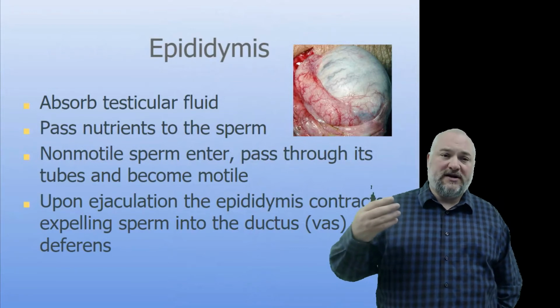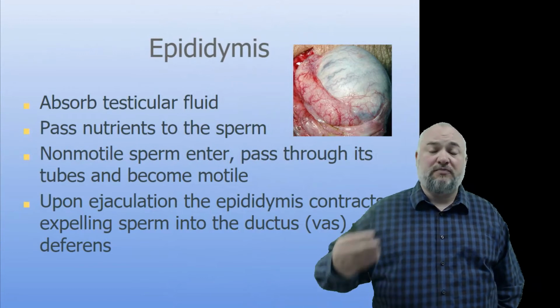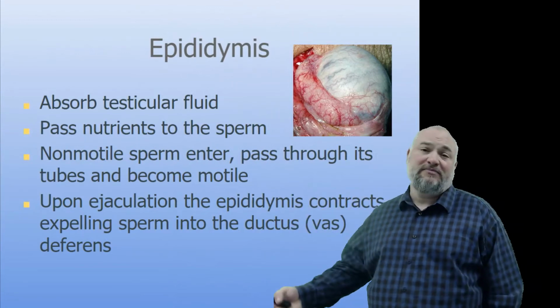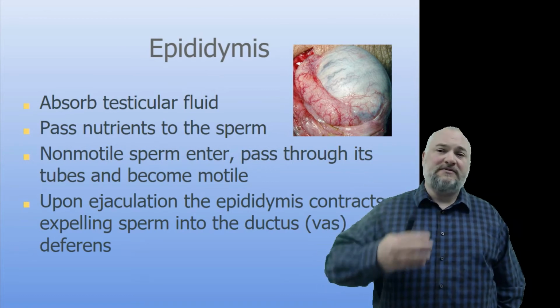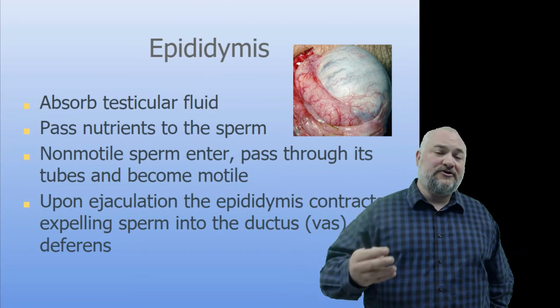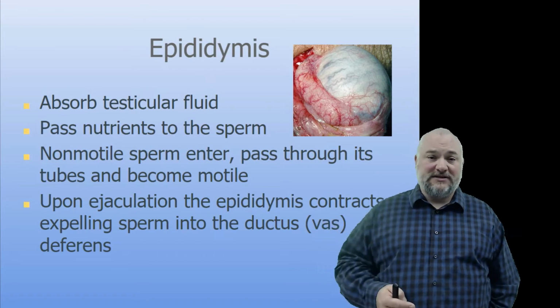Its job is to absorb testicular fluid and make sure you provide nutrients to the sperm. Sperm are living cells, but they're not hooked up to any blood source. They have to get their nutrients from the fluids around them. So the epididymis makes sure that once the sperm is produced and you're storing it, waiting for ejaculation, that they stay alive. It provides them the nutrients they need.